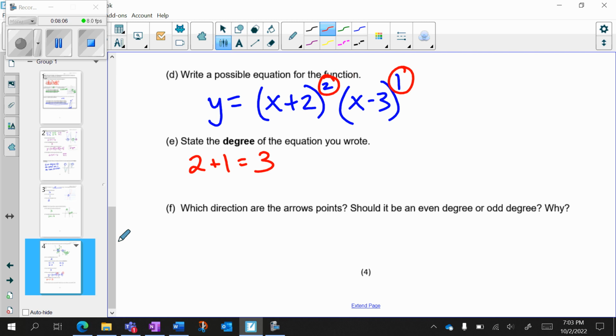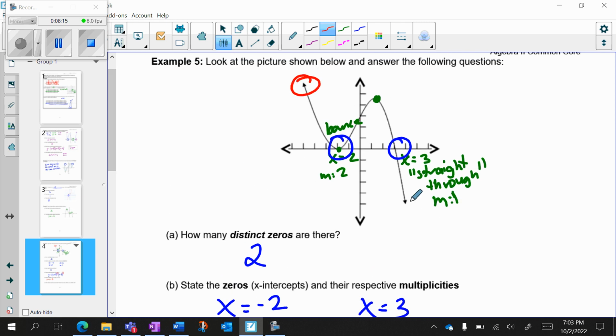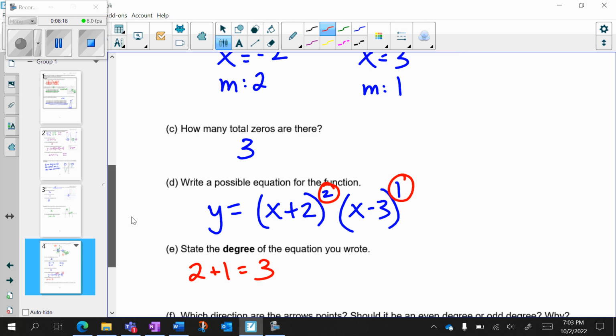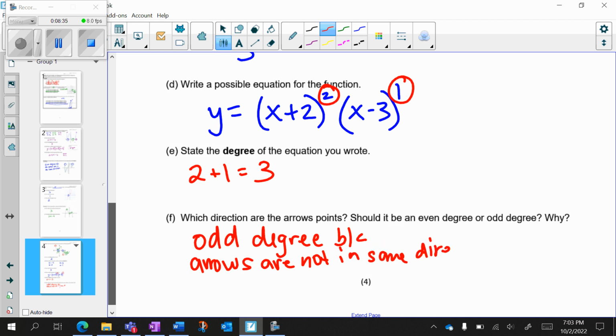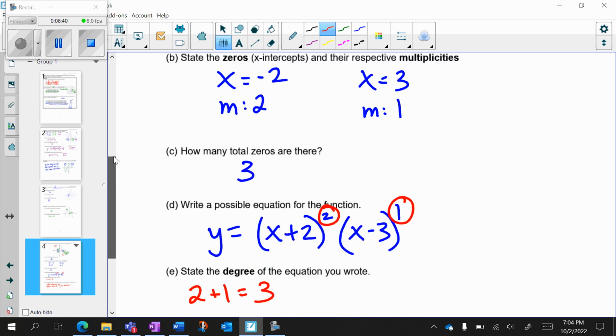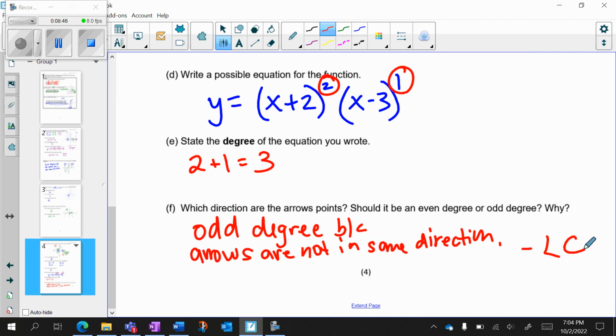And then which direction are the arrows pointing? Should it be an even degree or an odd degree, and why? So let's scroll back up. Notice the arrows are pointing in different directions, therefore it's an odd degree. Arrows are not in the same direction. And let's see, would it be a positive or negative leading coefficient? It would be negative because it's going down.